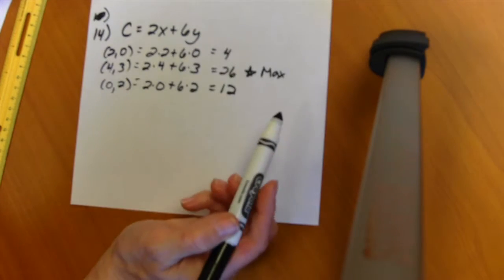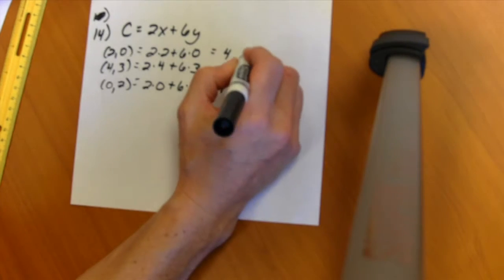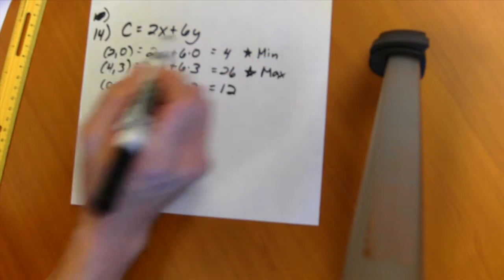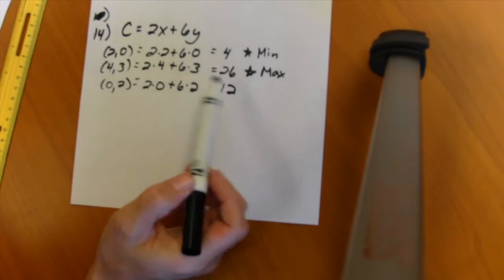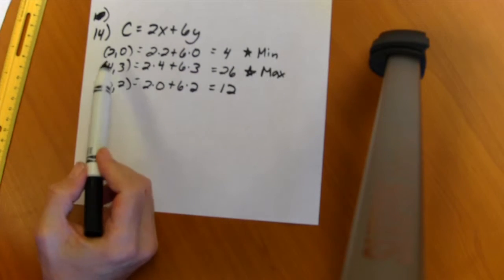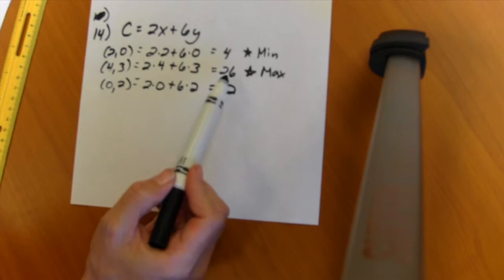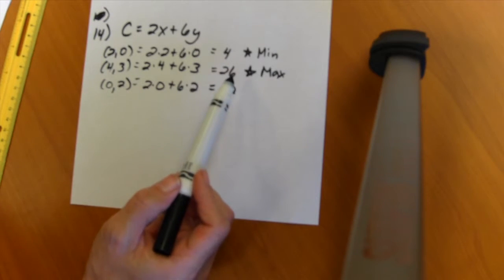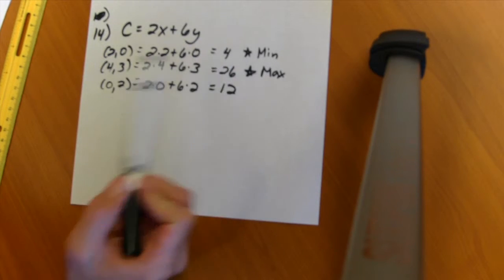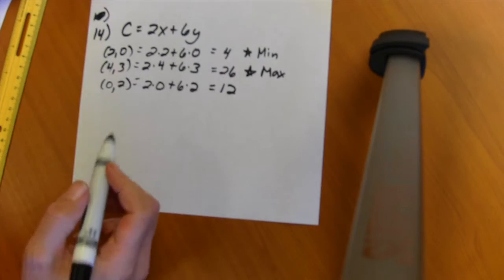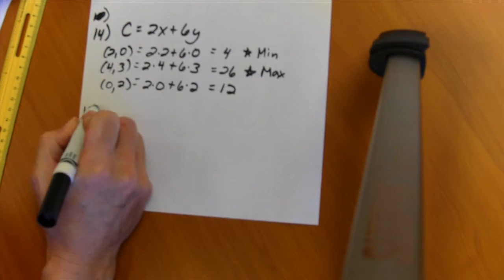Which number is the smallest? 4. So we say we have a minimum of 4, and that's at the point 2, 0. So if we were maximizing profit, if this was jeans and shirts, your goal would be to sell 4 pairs of jeans and 3 shirts, and you'd get the most profit. If you wanted the least profit, you would only sell 2 pairs of jeans and 0 shirts. You'd make a whopping $4. And that's an example of linear programming.